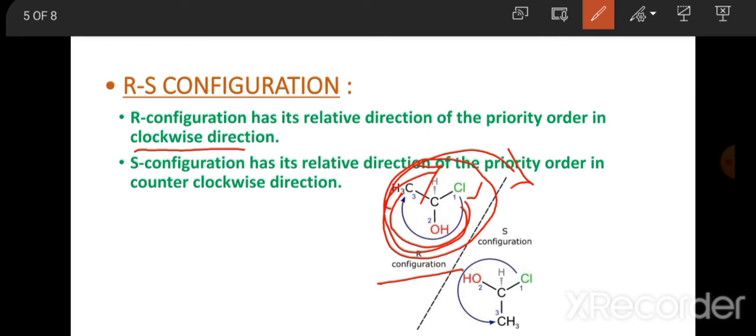And this one is also measured the same way. Chlorine number 1, oxygen 2, carbon 3. You have to go through 1 to 2, 1 to 2. Here this is counterclockwise, so it is S configuration.